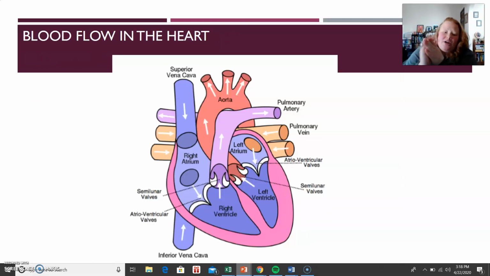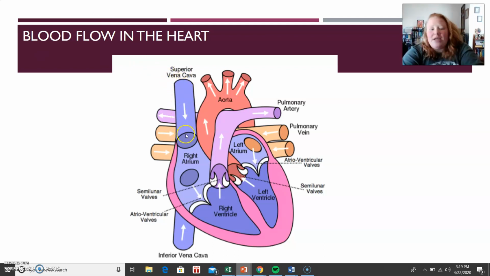So blood flow in the heart, we kind of alluded to this, but this is a pretty good picture with arrows. If I have blood coming back from, let's say, my head, it would come in via the superior vena cava, because that's coming from the top of your body, into your right atrium. It would then travel through your tricuspid valve into your right ventricle, and then go through your pulmonary valve into your pulmonary artery, and then it goes to your lungs, and it trades its carbon dioxide for oxygen.